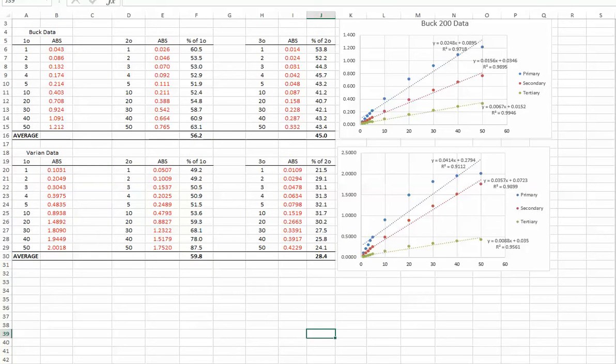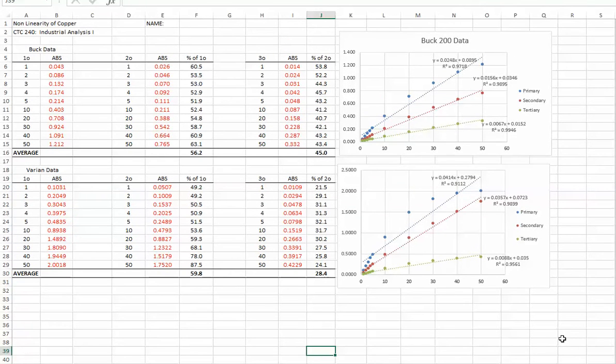Okay, so you better pause this video because right here is the spreadsheet template for the nonlinearity of copper. There's not really any kind of calculations that we want you to do with this lab, but we really want you to plot some data and interpret what the data is trying to tell you. Up here at the top you will see a graph that represents the Buck instrument, and down below that a graph that represents the Varian instrument.